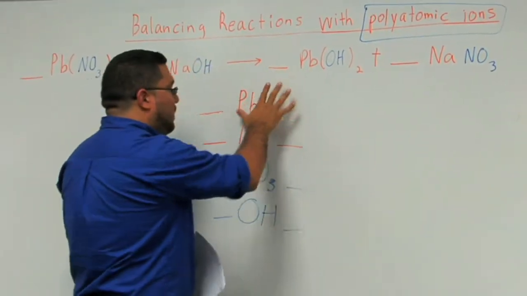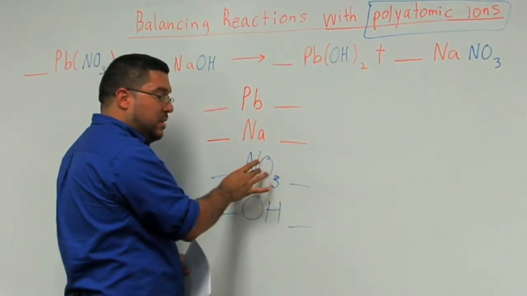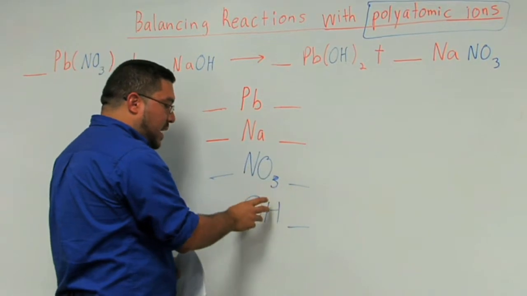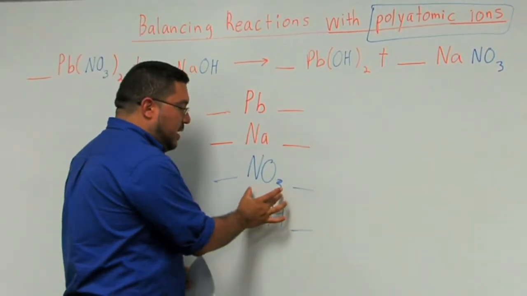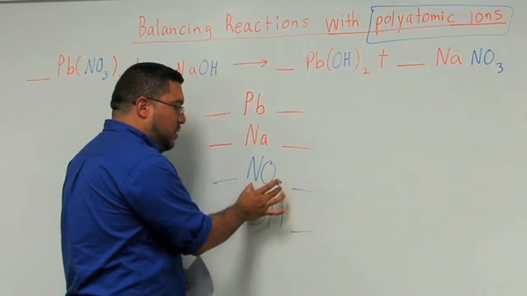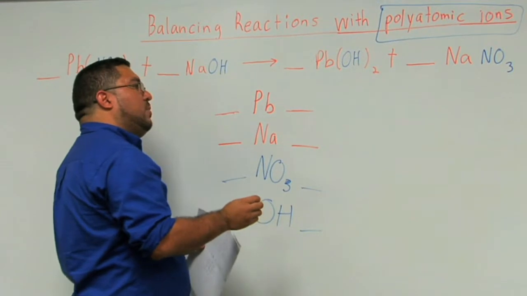Before, when I was analyzing these elements, I had it listed as lead, sodium, separate nitrogen, and then separate hydrogen, and lastly oxygen. We're no longer going to do that. I'm going to look at nitrate as a unit, NO3, and I'm going to look at hydroxide as a complete and whole unit. So let me show you what I mean.